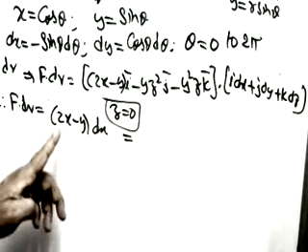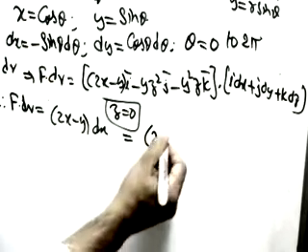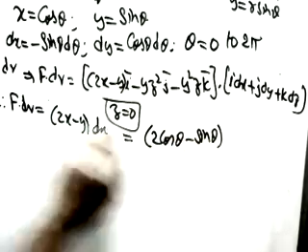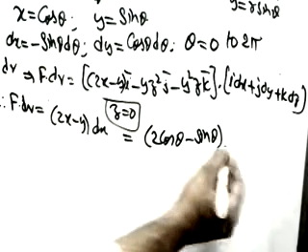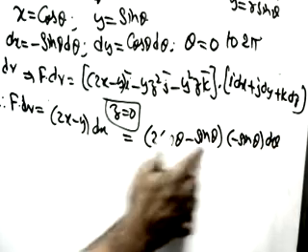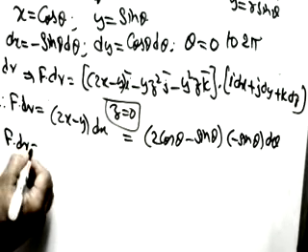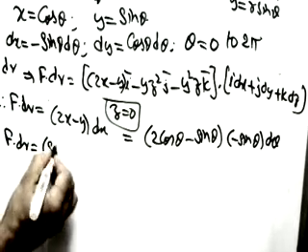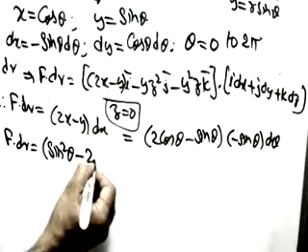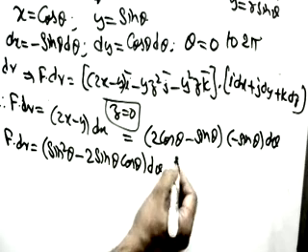But now we have converted this into parametric form. 2 into x, we wrote already x as cos theta, minus y, we wrote already as sine theta, and dx, we got as minus sine theta d theta. Now you multiply: minus into minus is plus, and this will become minus. So F dot dr equals sine into sine, which is sine squared theta, minus 2 sine theta cos theta d theta.